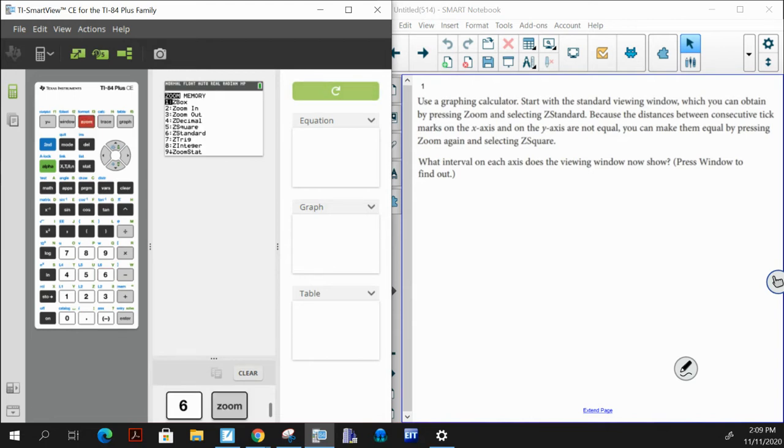You can press zoom and click on Z square. That's number 5. That squares everything out. And if you want to understand what the intervals are on which the axes are set up, you can press window and see that the minimum of my x-axis is negative 16, the max is positive 16, the minimum of my y is negative 10, and the max is positive 10. And by the way, you can change those settings to change the graph. And if you do, just remember to put it back to normal, you can just press Z standard or Z square.